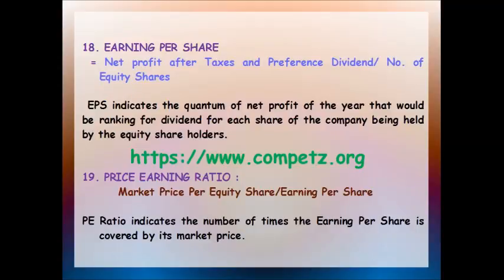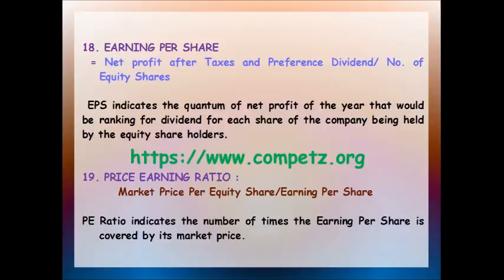The next ratio comes your EPS ratio, earning per share. The formula is net profit after taxes and preference dividend divided by your number of equity shares. So why net profit after tax and preference dividend? Because in choosing the capital, equity share capital and preference share capital holders are given the first preference while paying the dividend. The last, if anything is there, it will be given to the equity shareholders.